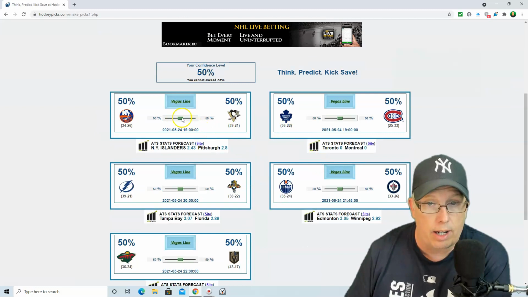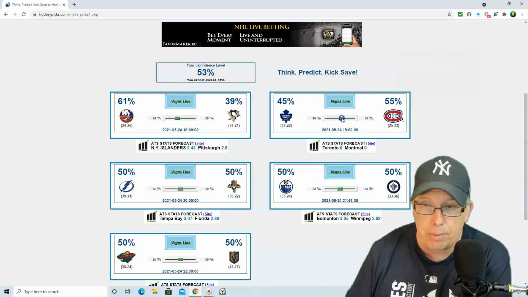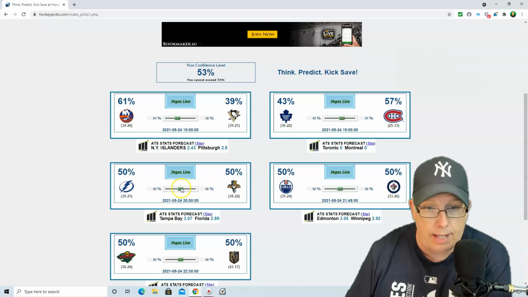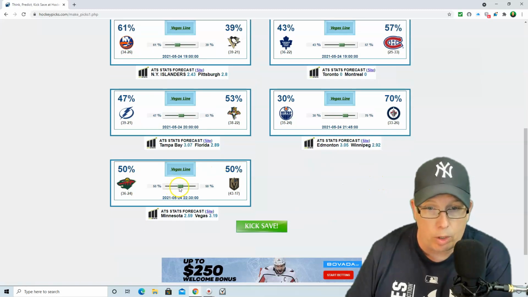So tonight, the Islanders are taking on Pittsburgh. I'm going to take the Islanders at 61%. Toronto, Montreal. I do like Montreal, but I don't love them, but I'm going to take them at 57% against Toronto. Tampa Bay, Florida. I'm going to go 53% on Florida. It's going to be a tough one. I think they win this one, but they lose the next one. Edmonton and Winnipeg. I think this one's over. So I'm going to go 70% on Winnipeg tonight. And I'm going to go with the Vegas Golden Knights at 60%.